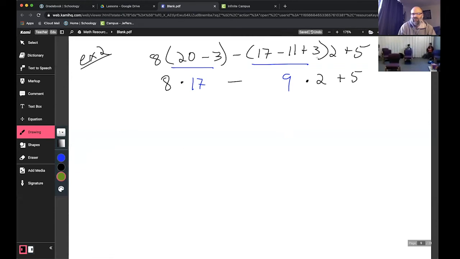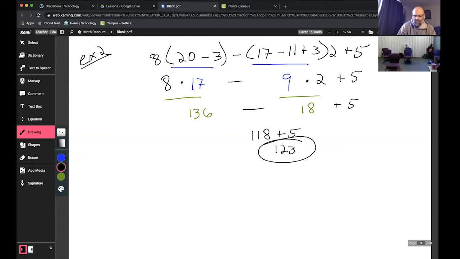Okay, so after we figured out the parentheses, now we rewrote the problem down here. And what comes next? Then you multiply. Okay, so this is a big guy, but it's 136. This is 18. Everything else I'm going to write the same. So 136 minus 18 plus 5. Okay, go left to right. 136 minus 18 is just 118. Plus 5 equals 123. Good job.